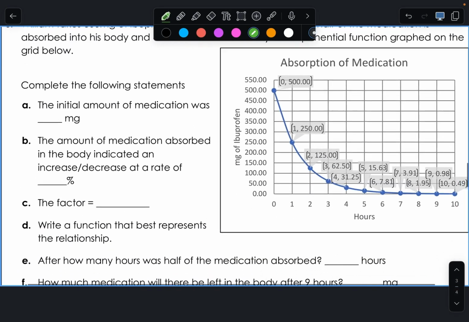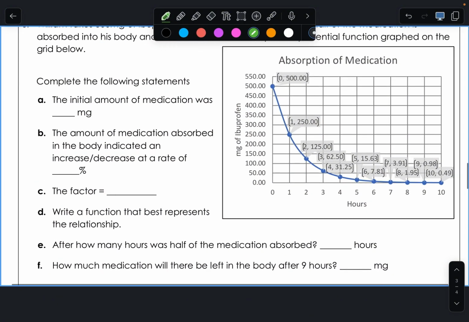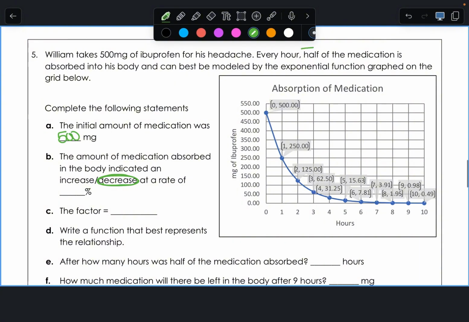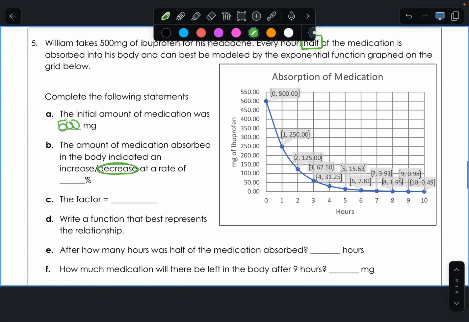Okay, what's the initial amount of medication? 500 milligrams. Okay, the amount of medication absorbed into the body, was it increased or decreased? Decreased. The graph is going down. And it's being absorbed by what percentage? 50%. Half of the medication is being absorbed, right? Half means that our factor is 0.50.